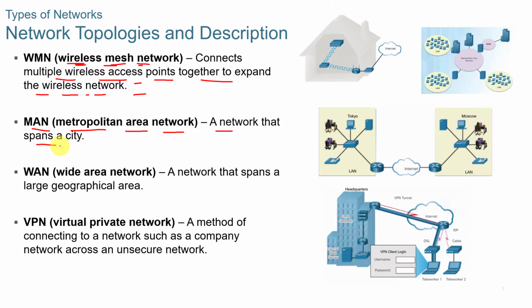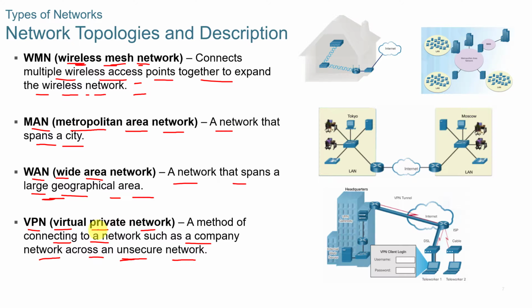That's a network that spans over a city. A wide area network is a network that spans a large geographical area. An example of a WAN would be the internet. The internet is an example of a WAN. That's a wide area network. And a VPN is a virtual private network. That's a method of connecting to a network such as a company across an unsecure network or internally.